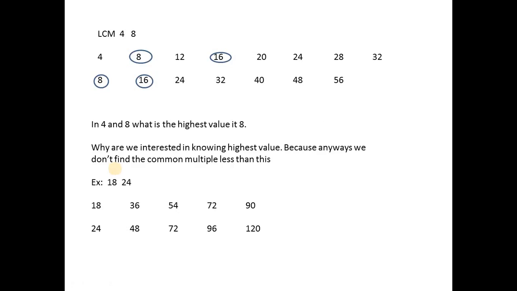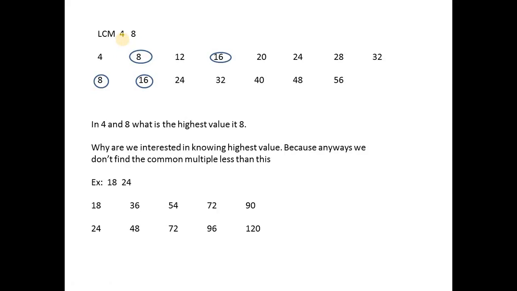For example, LCM of 4 and 8. What is LCM? It is the least common multiple. What are the multiples of 4? 4, 8, 12, 16, 20, 24. In the same way, what are the multiples of 8? 8, 16, 24, 32, 40, 48. In between we need to find the common multiples. 8 is a common multiple, 16 is, 24 is, 32 is. In this, what is the least common multiple? That is 8. So 8 is the LCM of 4 and 8.